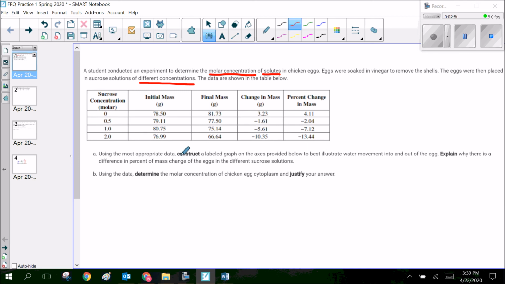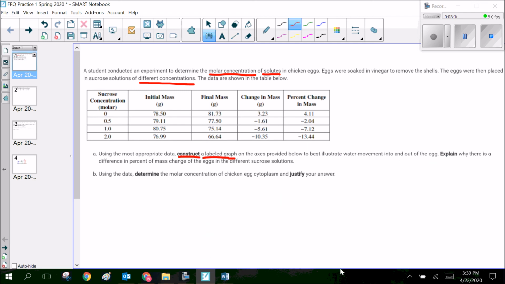Using the most appropriate data, construct, aha, a bolded word. A bolded word is going to mean that there are point values associated with that word. So I know that at least one of my points is going to come from construct. So: using the most appropriate data, construct a labeled graph on the axes provided below to best illustrate water movement into and out of the egg.